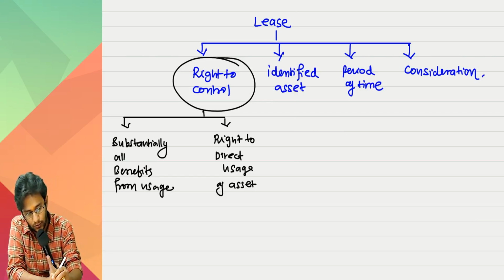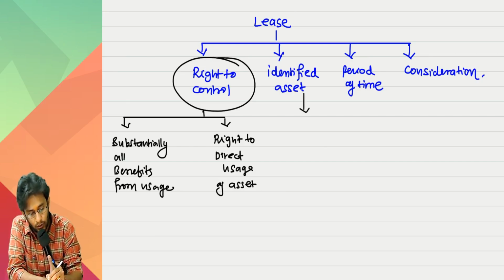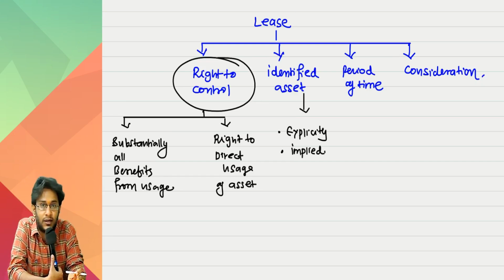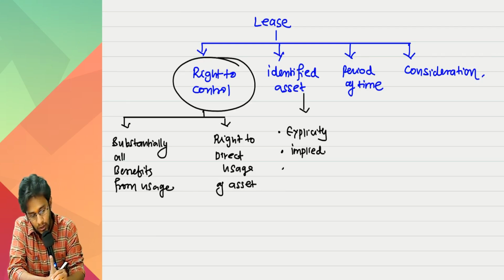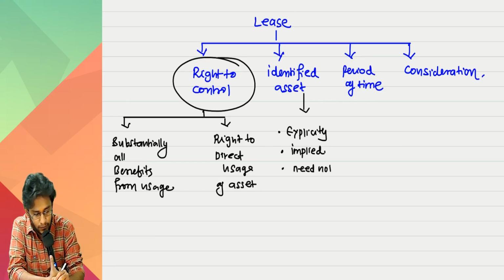Next we have discussed what is an identified asset. So an asset must be identified in the contract either explicitly or in an implied manner, but details about the asset, directly or indirectly, must be mentioned in the contract. The asset need not be in existence.